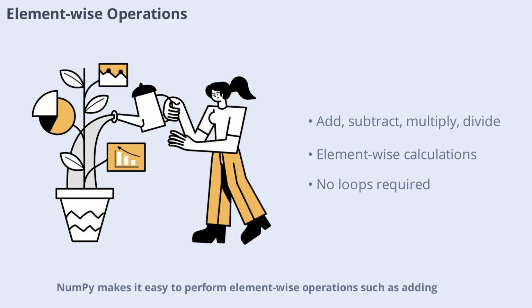NumPy makes it easy to perform element-wise operations such as adding, subtracting, multiplying, or dividing arrays. These operations are applied to each element individually, making your code more concise and efficient. This is a key advantage over traditional Python lists, which require loops for similar tasks.